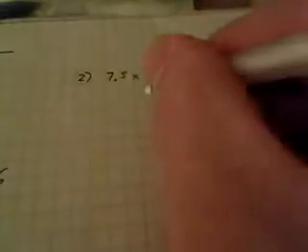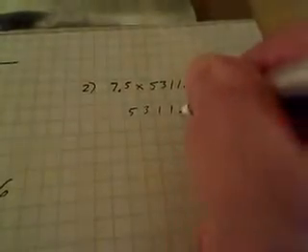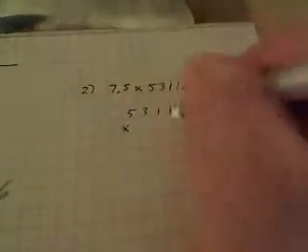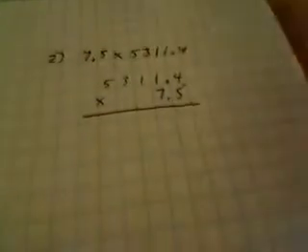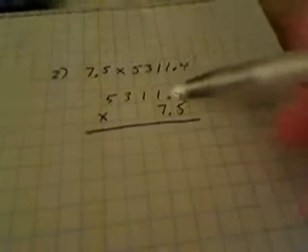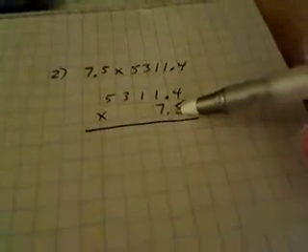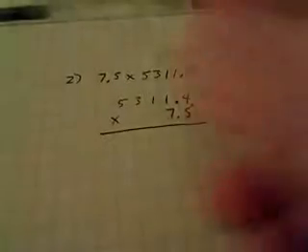Okay, advancing to number 2 here. First thing, rewrite. 5311.4 multiplied by 7.5. And again, the reason why I lined it up this way is to only do 2 rows of multiplication. You could have put 5,311.4 down here and gone through and applied it forever, or just did this here. So I just do it this way.